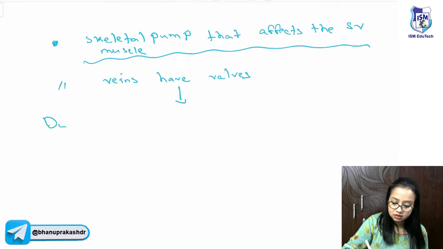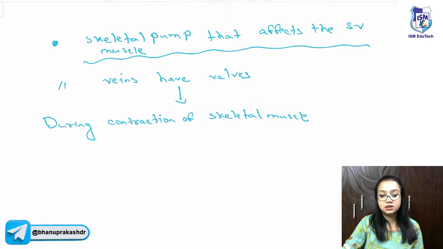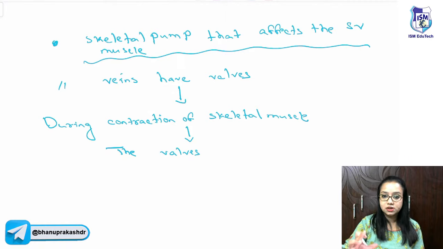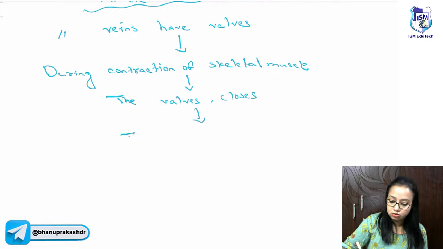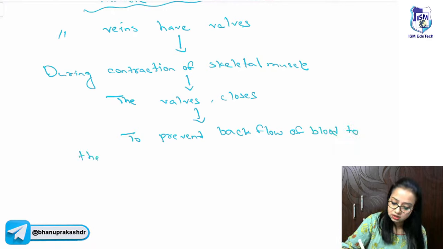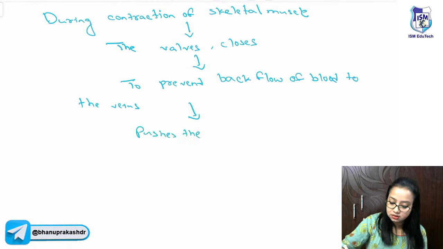The theory says that during contraction of skeletal muscle, the valves, wherever they are present, close to prevent backflow of blood in the veins, okay, and this pushes the blood for venous return.